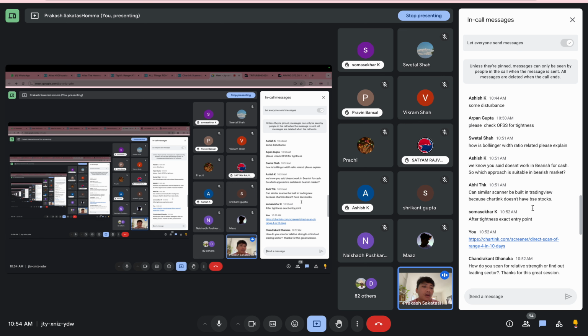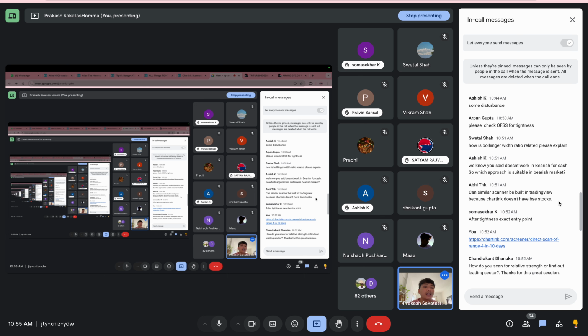Can a similar scanner be built in Tradingview because Chartink doesn't have BSE stocks? First, I'll address that. Yes, charting doesn't have BSE stocks, but you don't need BSE stocks, in my honest opinion. There are so many good stocks already in NSE. If the reason you are not able to make money is because there are not many stocks, then that's a problem, then you might need BSE stocks. But you don't need BSE stocks, first of all.